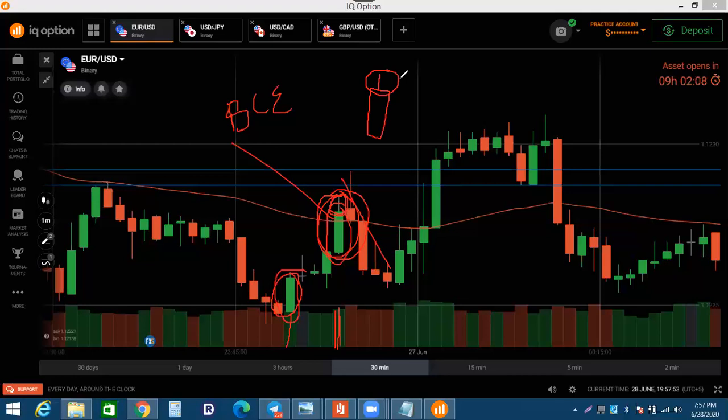Yes. If this candlestick closes below the resistance level, then you have to place a put option. If the resistance level is a little bit above, you wait for the candle. The next candle will cover the resistance level, and then you have to place a put option. So in this case, I'm giving you an example.